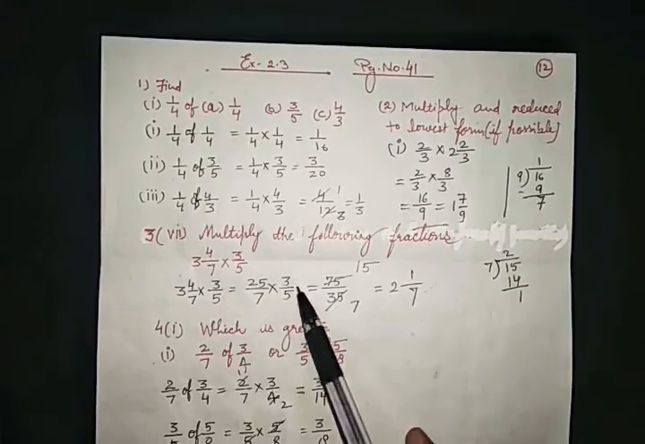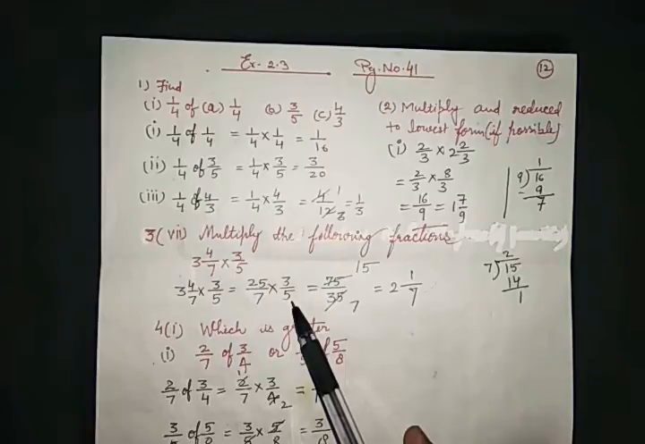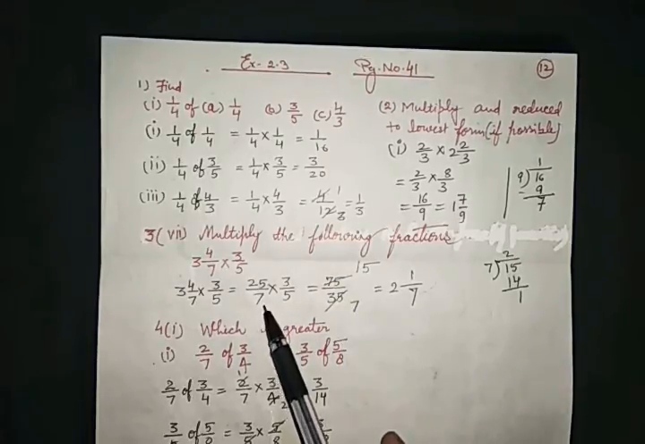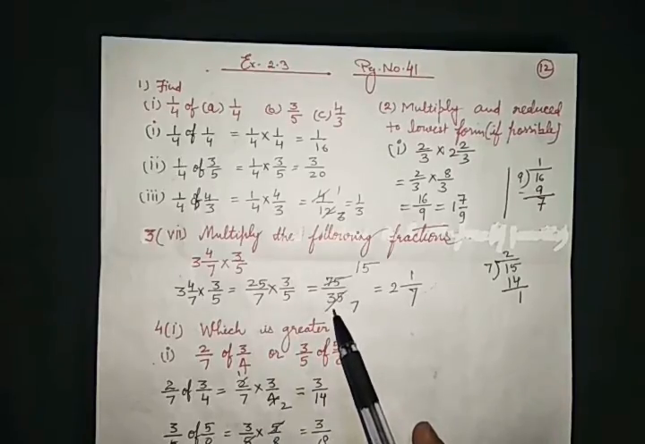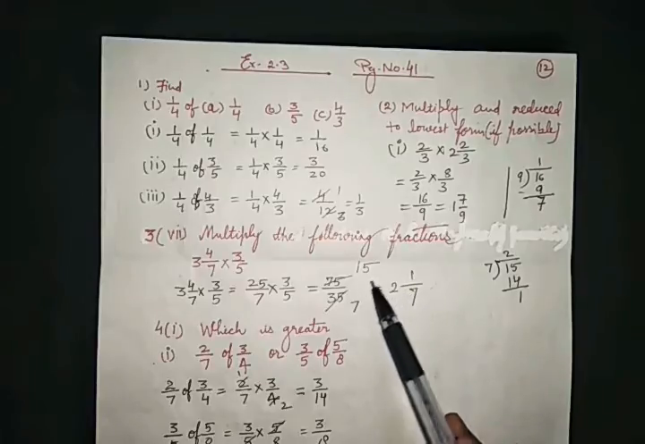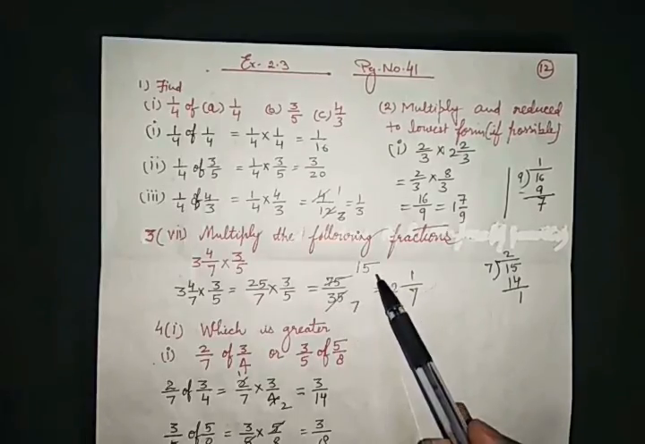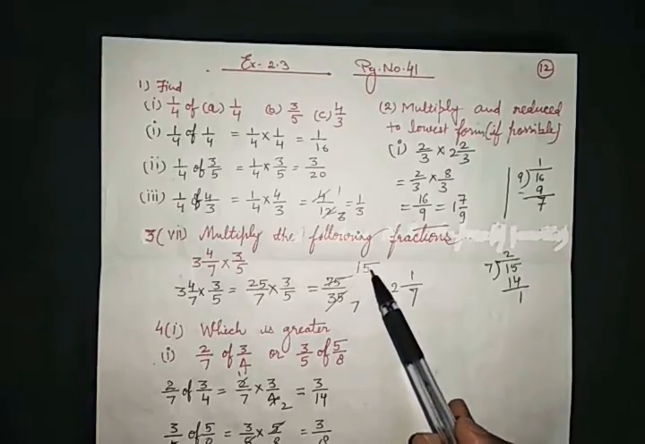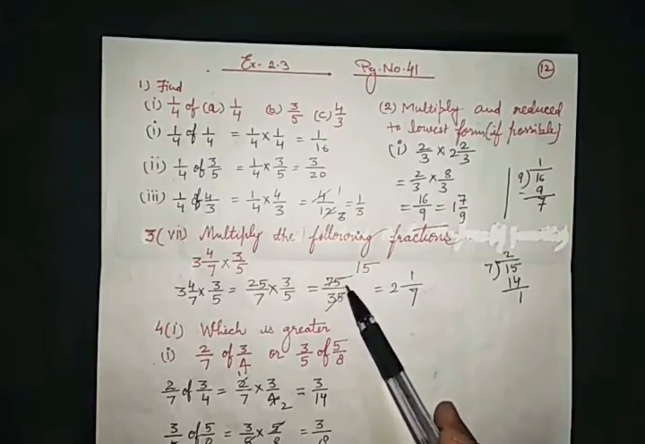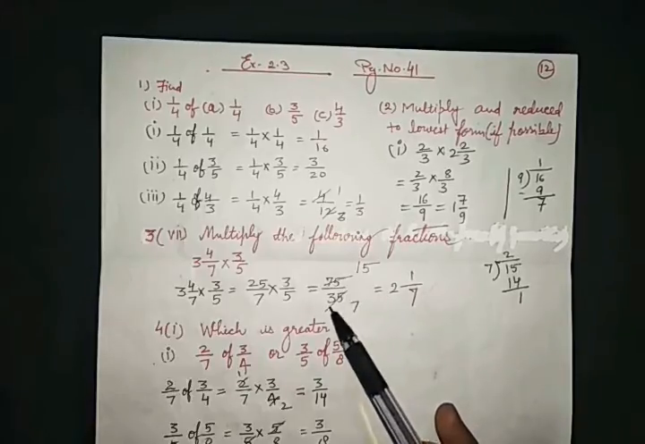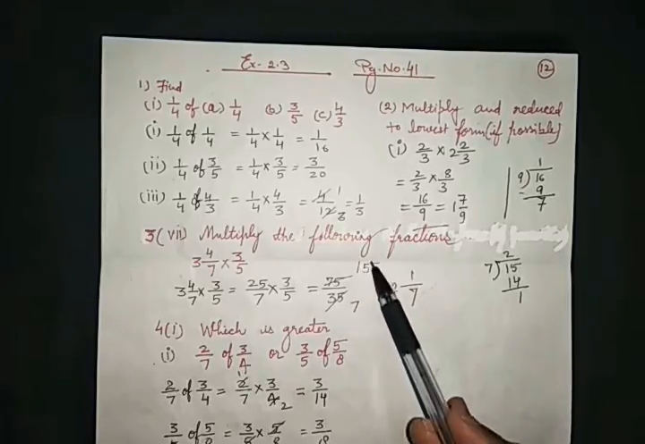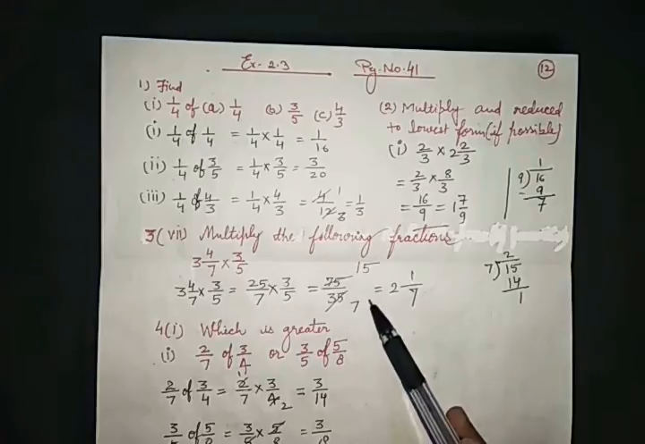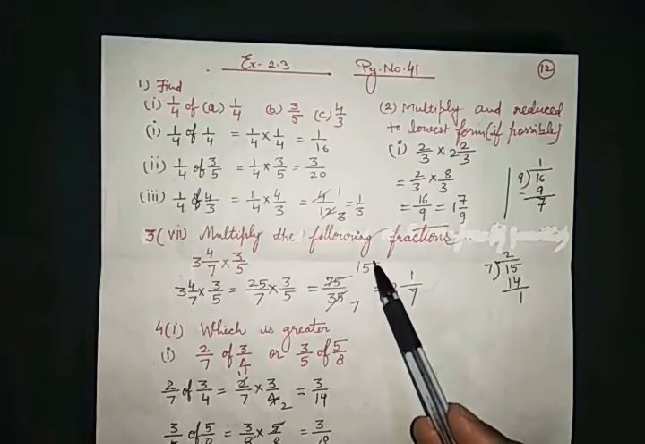Multiply by 3 upon 5. Now 25 3s are 75, 7 5s are 35. You can see that you can reduce it. So by which table? We will use the table of 5. 5 1s are 5 and 5 5s are 25. 5 7s are 35. Now you can see it is in the form of an improper fraction.